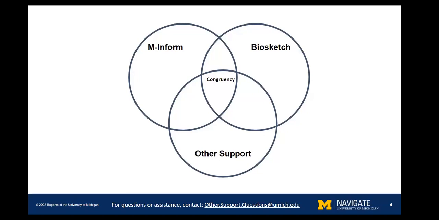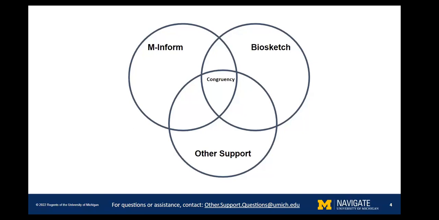And when we say other support in this webinar, we are using that term to encompass any type of sponsor documentation requirement related to an investigator's sources of support. So NIH refers to it as other support. NSF refers to it as current and pending. But when we say other support here today, we mean any of those types of documents.